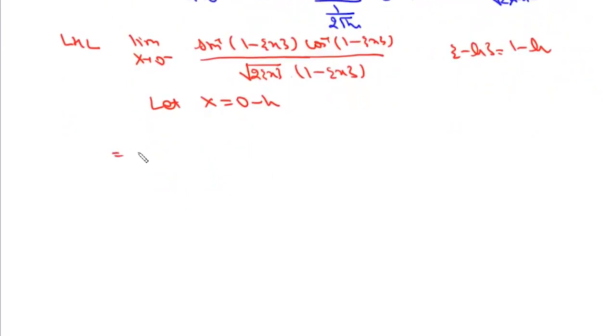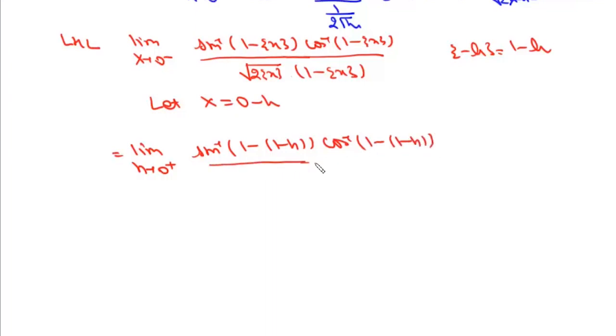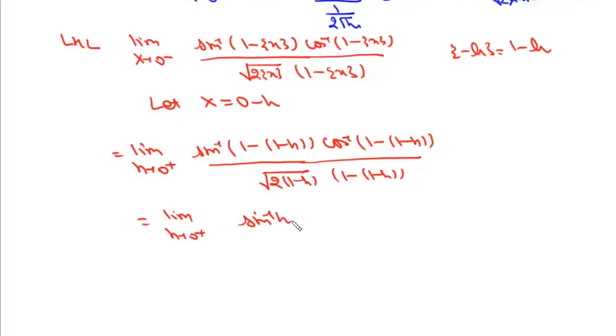So now we can write this as the limit h tends to 0 positive of sine inverse(1 minus h) cos inverse(1 minus h) upon root 2 (1 minus h), and this is 1 minus h, which is the limit h tends to 0 positive of sine inverse h into cos inverse h upon root 2 (1 minus h) and then h.